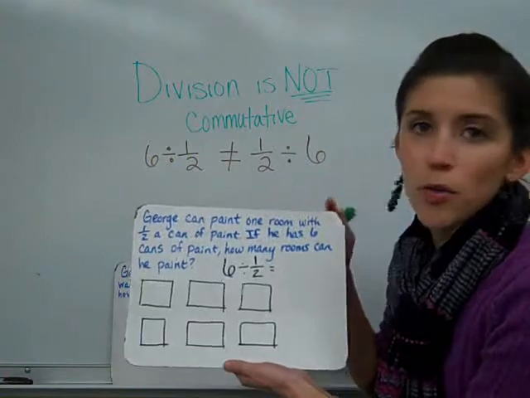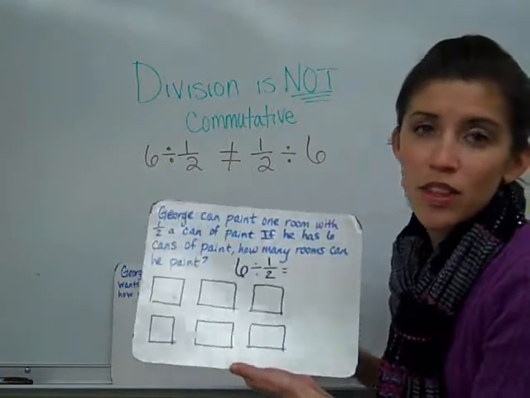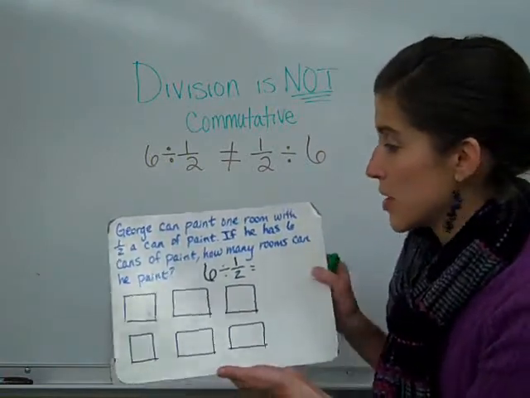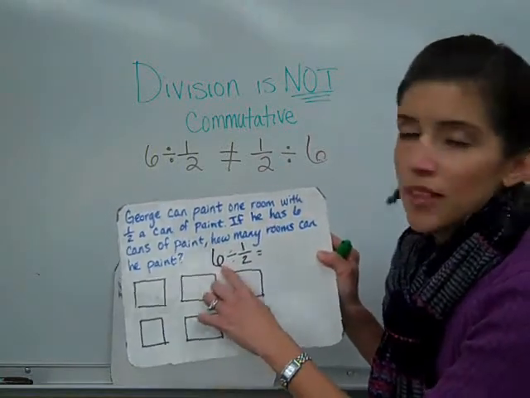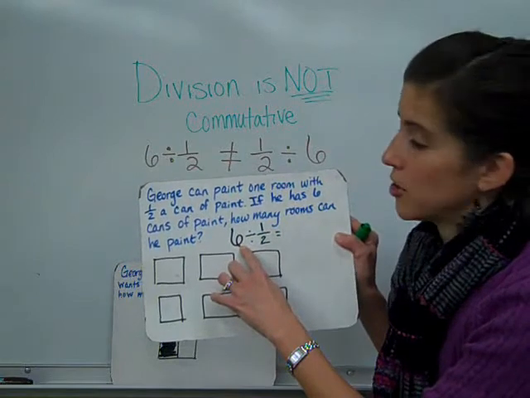So I first need to think about what number am I dividing first? What thing is it that I'm dividing? And it happens to be his 6 cans of paint. So I've drawn them here, and I've made that my first number in my equation.